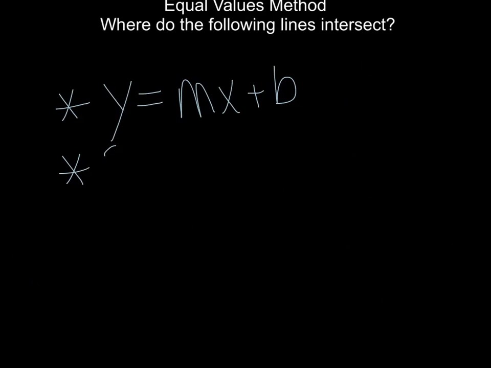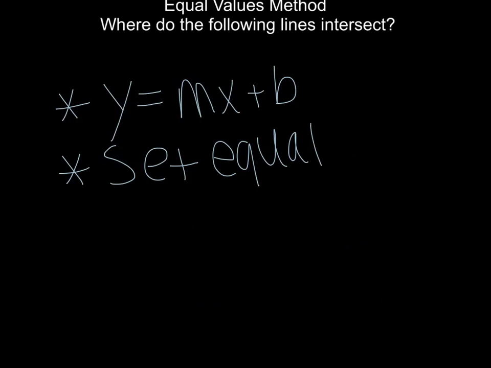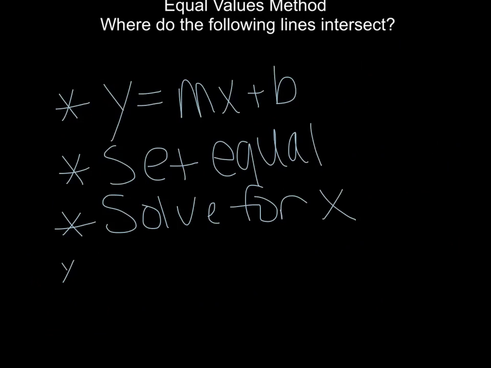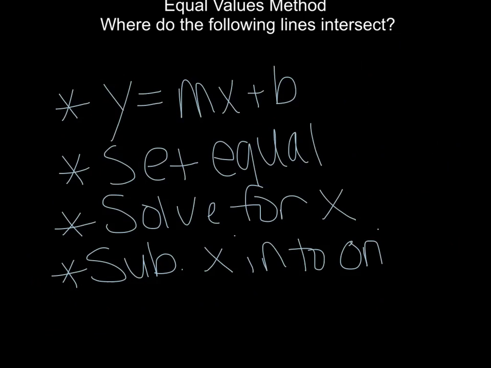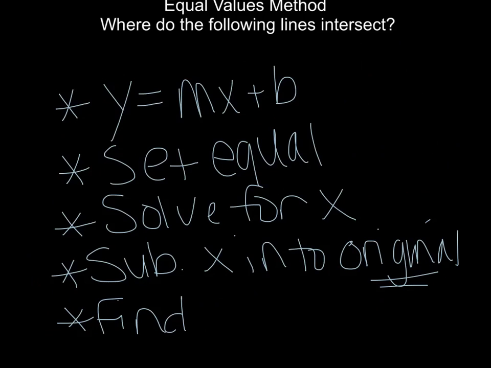Just to recap here, you always want to turn the equations into y equals mx plus b form first, then set them equal to each other, and finally you will solve for x, substitute x back in to the original equation, and then that will allow you to find your y. And always, always, always, remember to write your final answer as a coordinate pair.